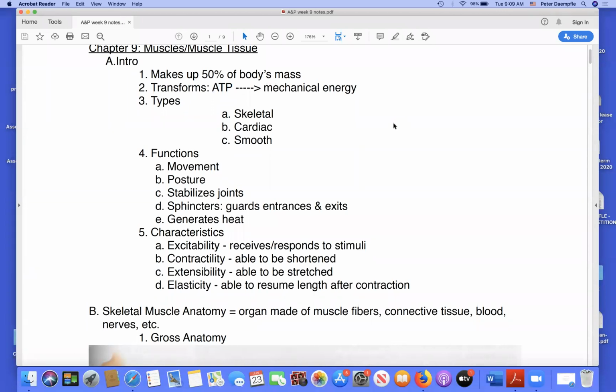We say the characteristics of muscles are the 3 E's and a C. As you can see, excitability, extensibility, elasticity, those are the 3 E's, and contractility is the C. Why don't we go over the 3 E's first? Excitability is just what I mentioned a few minutes ago.